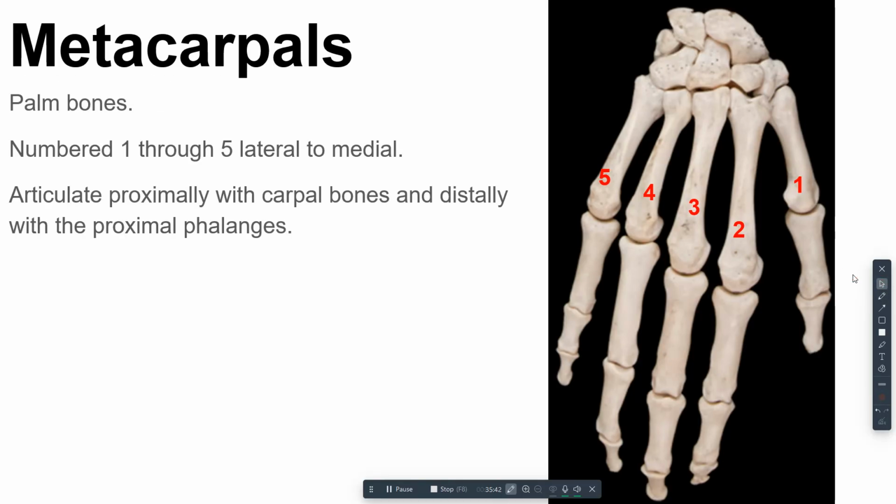So beyond the carpals, we have the metacarpals. Meta means beyond, so we're beyond the wrist, beyond the carpals. These are my palm bones. The thumb metacarpal is number 1. The pinky metacarpal is number 5. I see them articulating with carpal bones here and with my proximal phalanges, my first finger bones here. So that is my metacarpals.